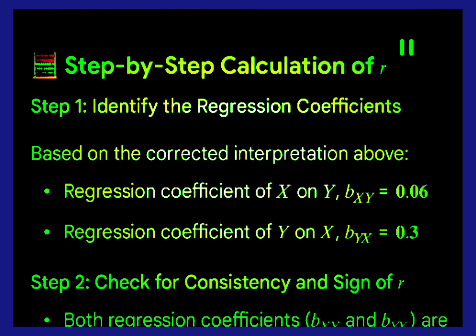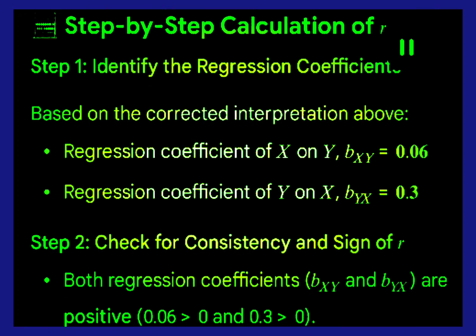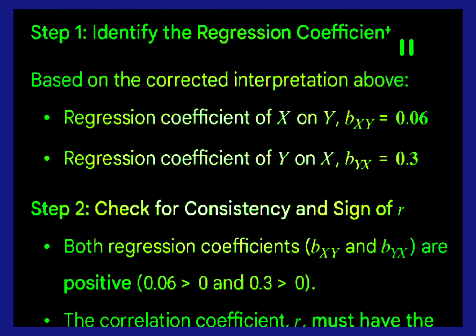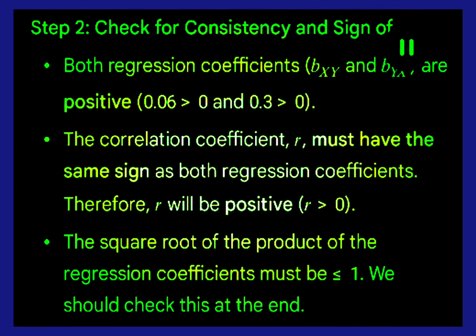Step-by-step calculation of r. Step 1. Identify the regression coefficients. Based on the corrected interpretation above, the regression coefficient of x on y, b_xy, equals 0.06. The regression coefficient of y on x, b_yx, equals 0.3. Step 2. Check for consistency and sign of r.